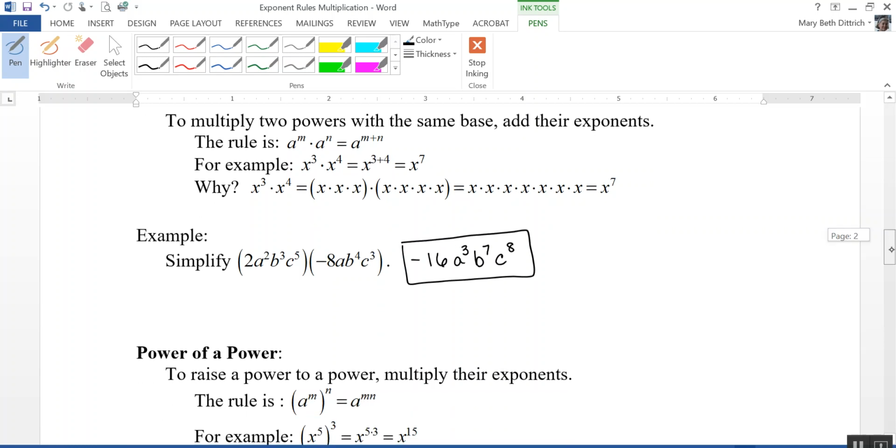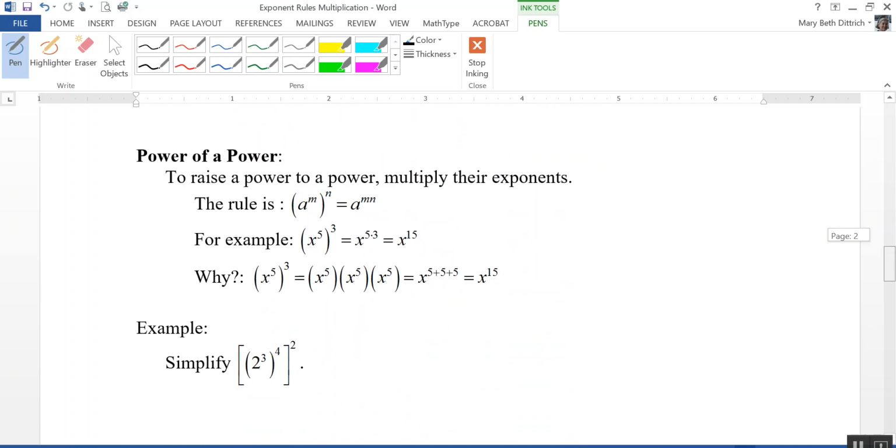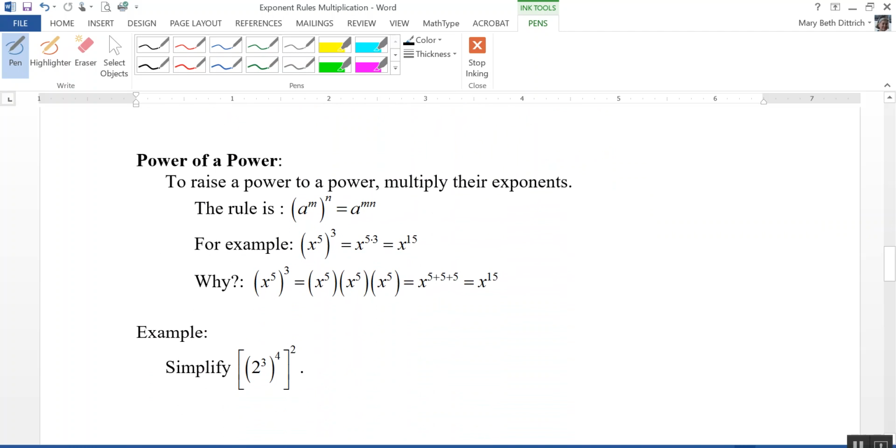Our next property is called the power of a power. To raise a power to a power, we want to multiply their exponents. The rule says a raised to the power of m, the whole expression raised to the power of n, is a to the m times n. Here's an example. X to the 5th, the whole thing raised to the 3rd power, is x to the 5 times 3, or x to the 15th.